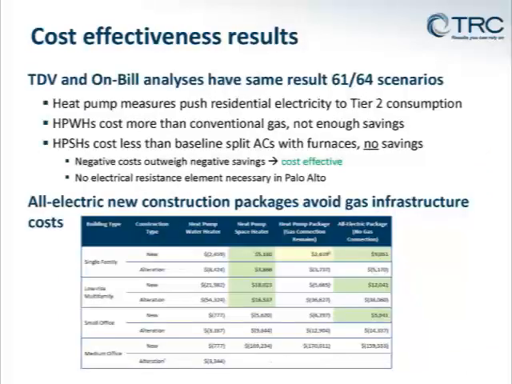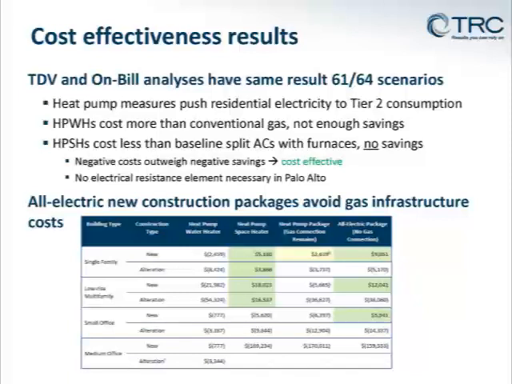Slide 13. So the TDD and the on-bill cost effectiveness analysis resulted in the same cost effectiveness result in 61 out of 64 scenarios that we looked at for residential and non-residential new construction and alterations. In summary, heat pump measures in Palo Alto pushed the residential electricity to tier 2 consumption a lot, which really hurt the cost effectiveness. We found that heat pump water heaters cost more than conventional gas and the software didn't show enough TDD savings as well.